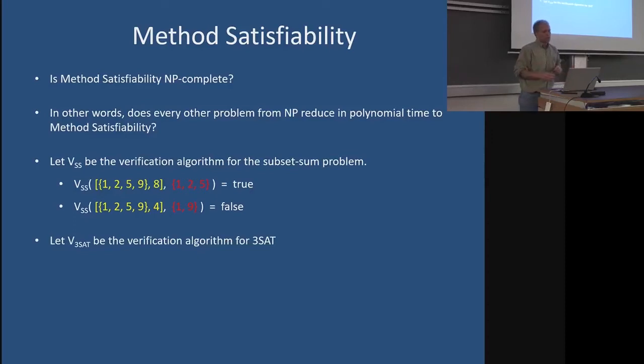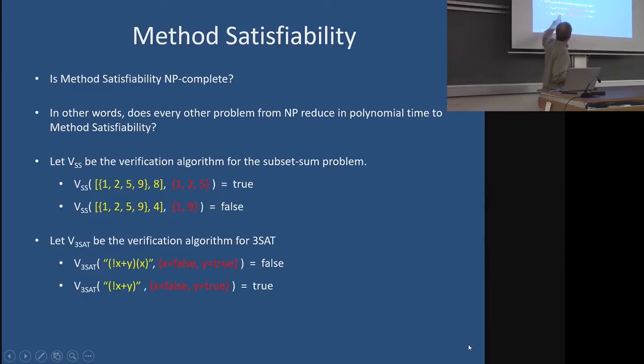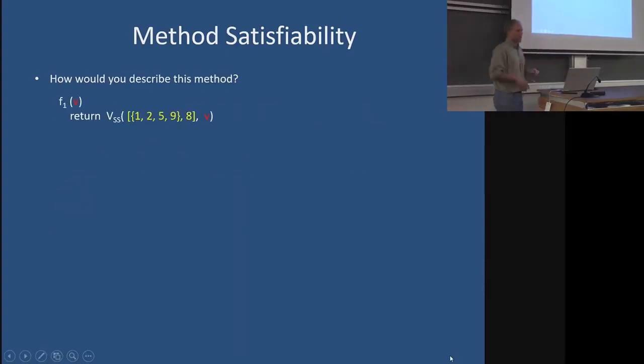Okay? Let V of 3 set be the verification algorithm for 3 set. So it takes this as input and this proposed solution and says no, this assignment of truth values does not make that thing true. Or it says that this assignment makes that true. So verification algorithms. Okay, how would you describe that method right there?